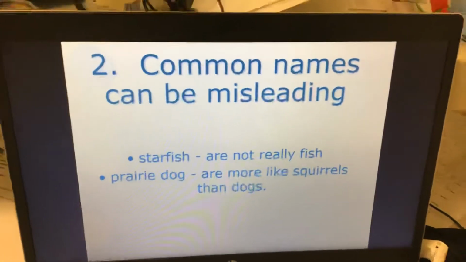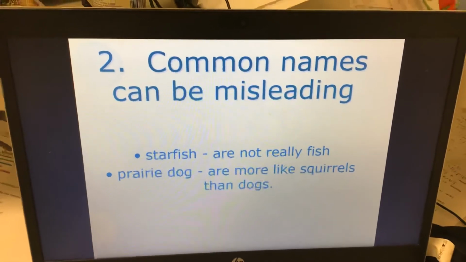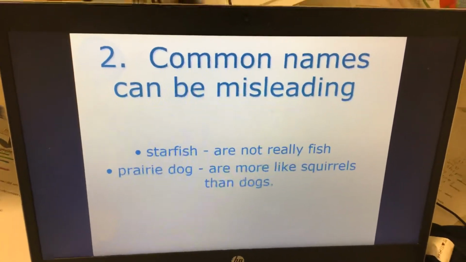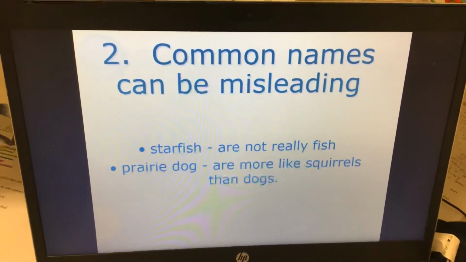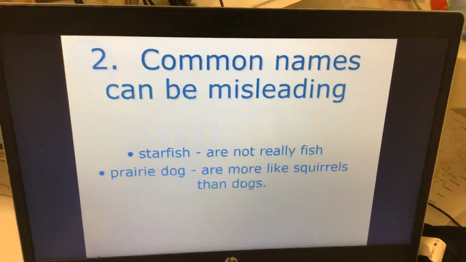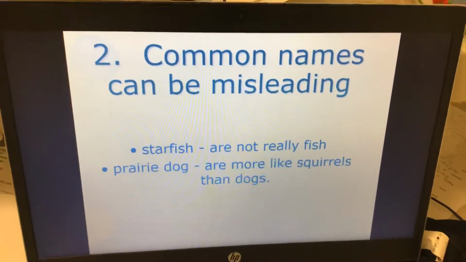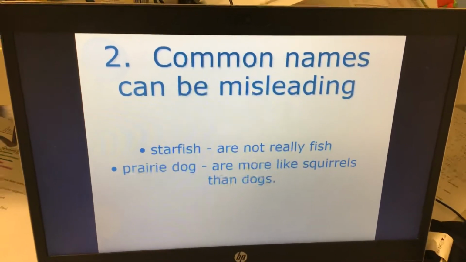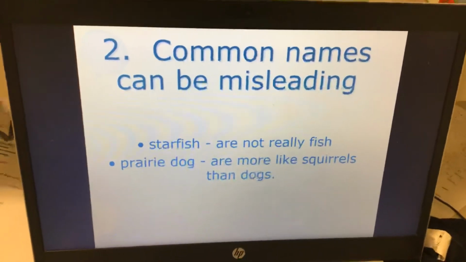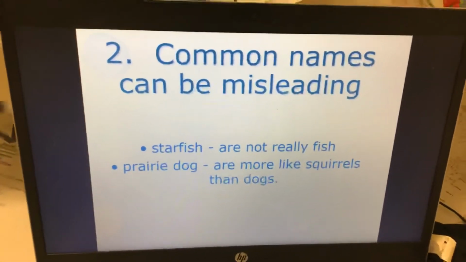Another thing, and I'd probably put this down, is common names can be misleading. For example, starfish. They're not really a type of fish. Prairie dog. They are not anything like dogs. They're kind of a squirrel-like thing. Seahorse. You kind of understand why they named that, but it's not related to a horse in any way. So there are a number of common names that can be kind of misleading.